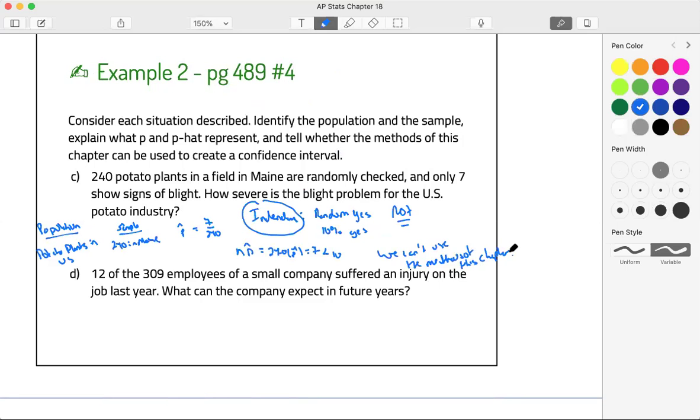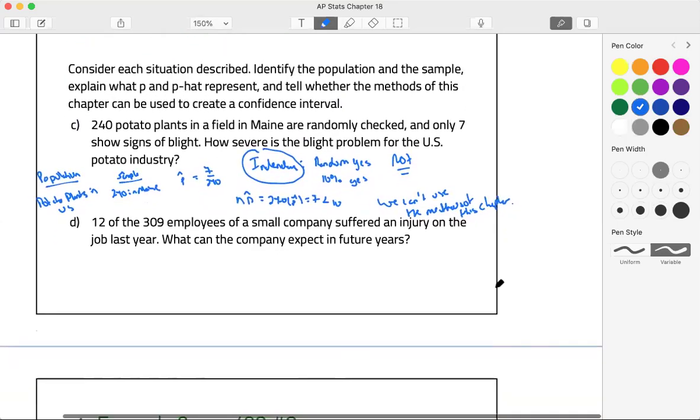All right, well, let's check out part D. So 12 of 309 employees of a small company suffered an injury on the job last year. What can a company expect in future years? So my population is going to be all employees at the company.